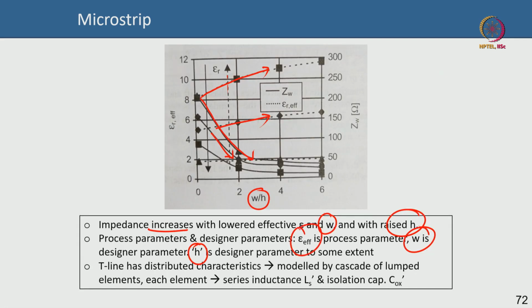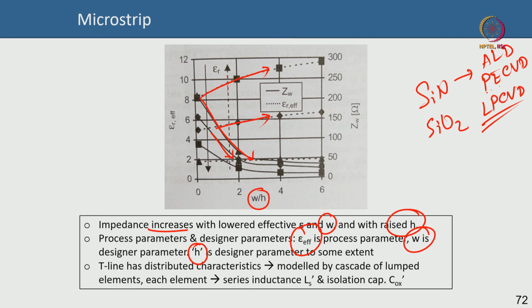Effective dielectric constant, basically, is a process parameter because it depends on the dielectric that they're going to use, silicon nitride for instance, or silicon oxide, whatever the foundry is going to use. That will determine your effective dielectric constant. And the method of deposition, whether by atomic layer deposition, plasma enhanced chemical vapor deposition, or low pressure chemical vapor deposition. These are different techniques to deposit a dielectric film like silicon nitride or silicon oxide or Al2O3, etc.